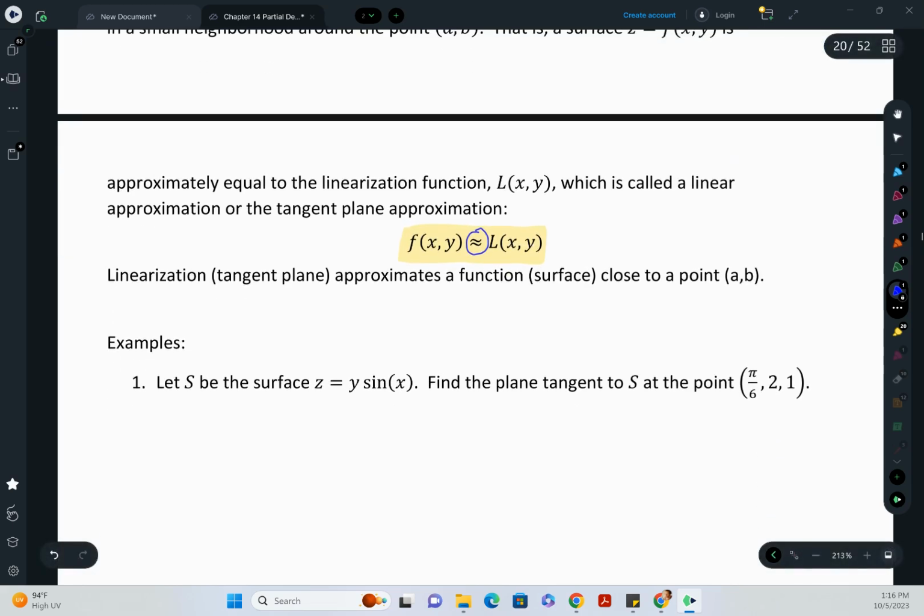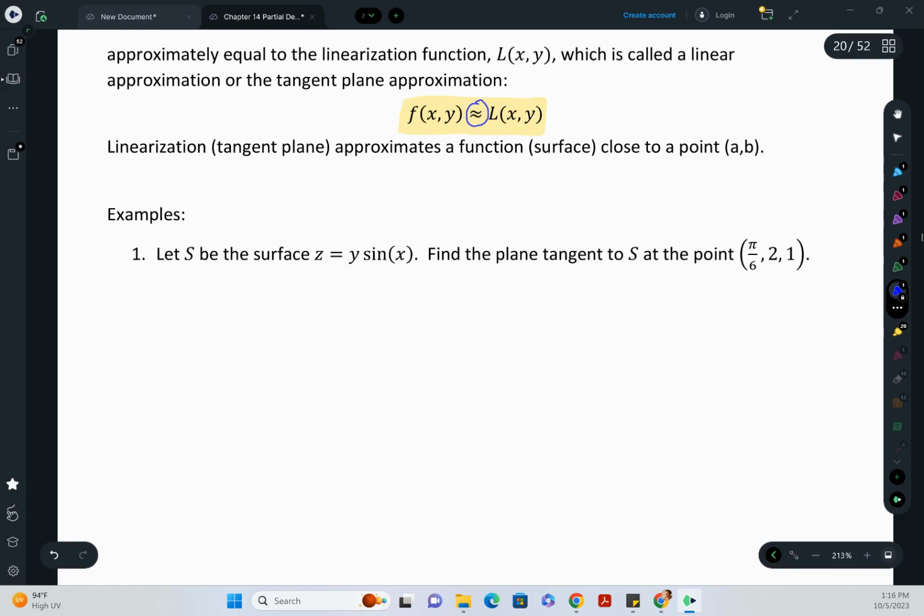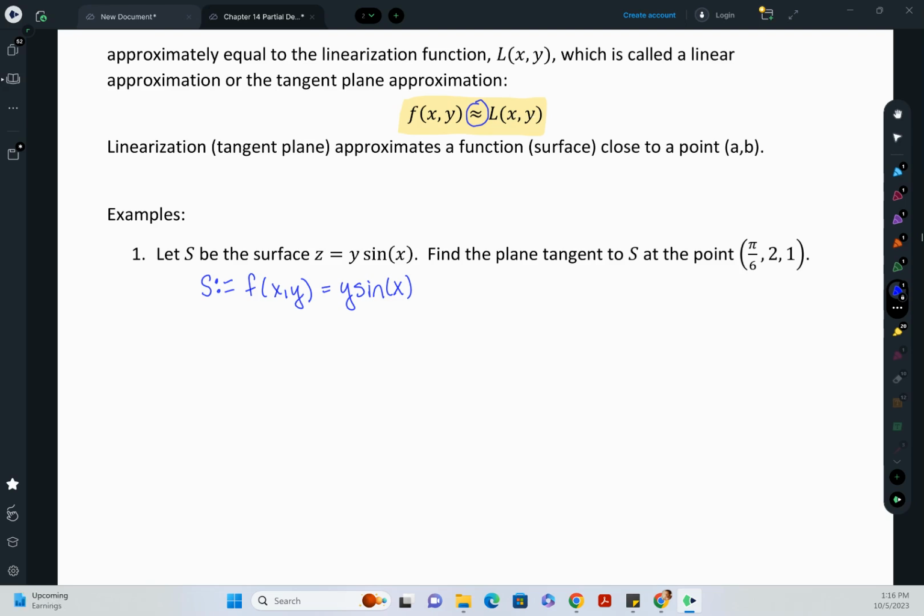All right, so let's see how we can find a plane tangent to a surface. In this particular example, S is a surface, z equals y times sine of x. So we could define S to be f of x, y, which is equal to y times sine of x. Remember, z and f of x, y are interchangeable. We're going to find the plane tangent to our surface S at the point (pi/6, 2, 1).